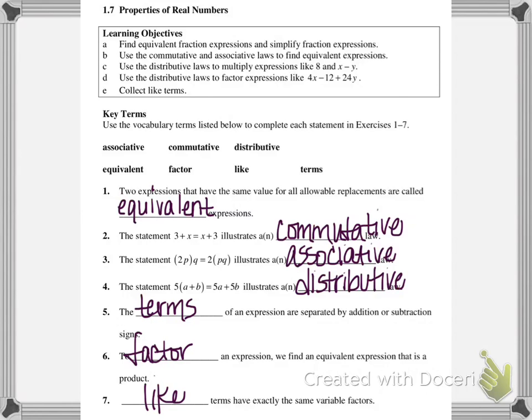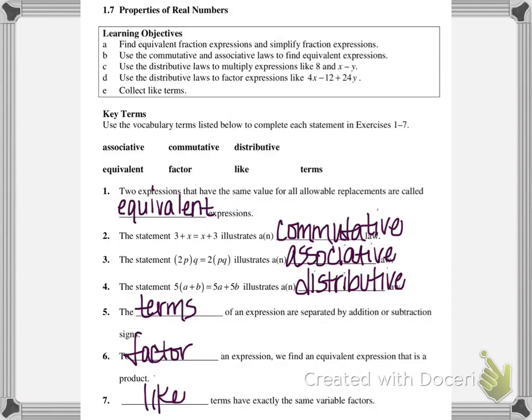The statement 3 plus x equals x plus 3 illustrates a commutative law. That's just kind of a switching, and that works with adding and multiplying. Number 3, the statement 2p times q is the same as 2 times pq illustrates an associative law. That's what I call a grouping law. Again, when you're multiplying and adding, you can group them any way that you want, and you'll still get the same answer.